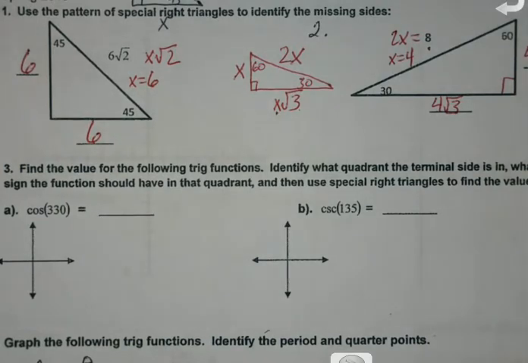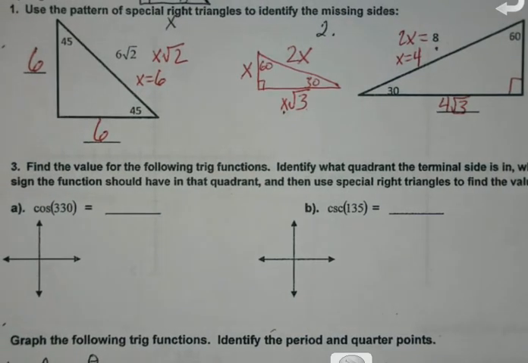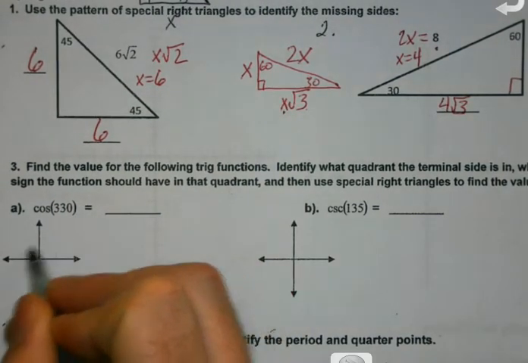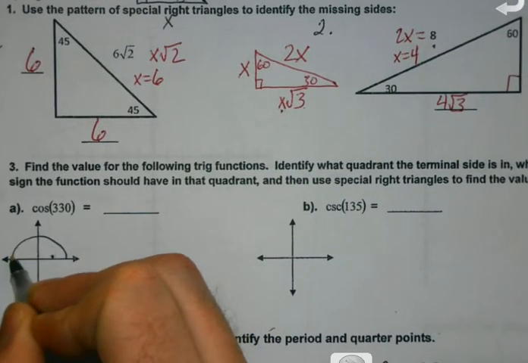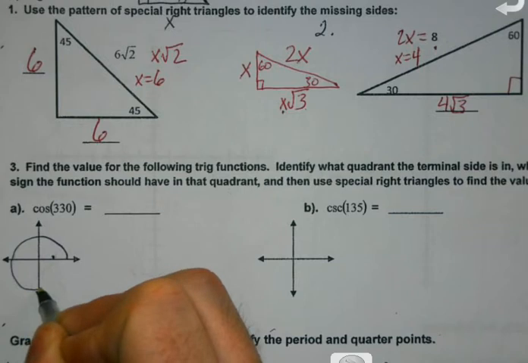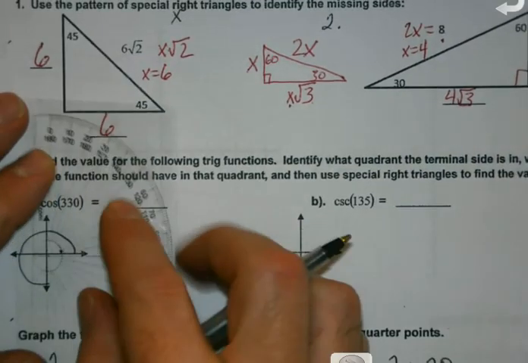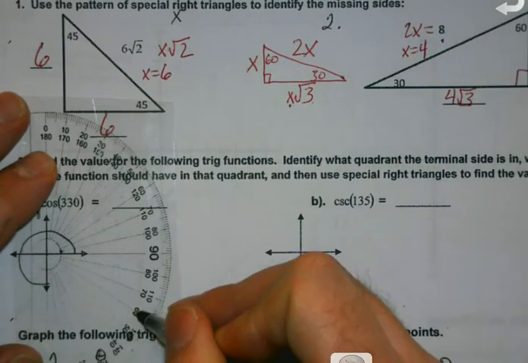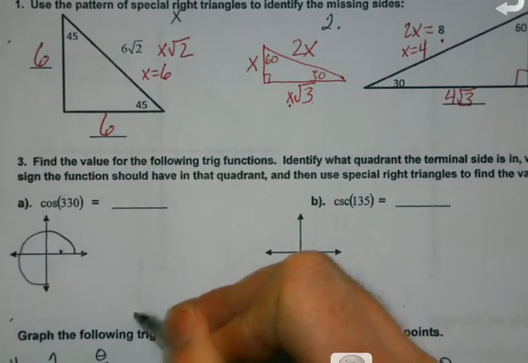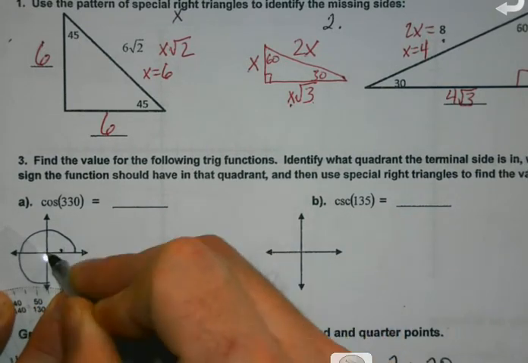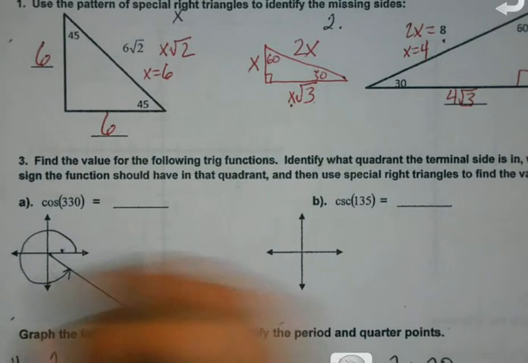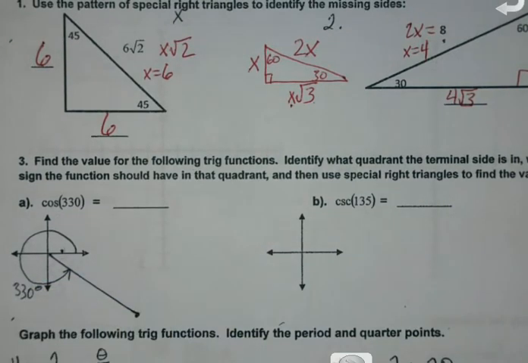So, all right, cosine of 330. I've got to make a 330-degree angle here first. So again, I'm going counterclockwise. We've got 90, 180, 270. How much more do I need for my angle? 60. So I'm just going to approximate here again. There's my 60. Get this drawn in. Okay, so there's my 330-degree angle.